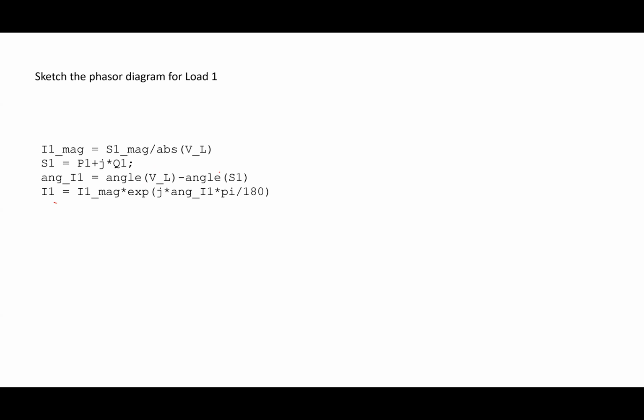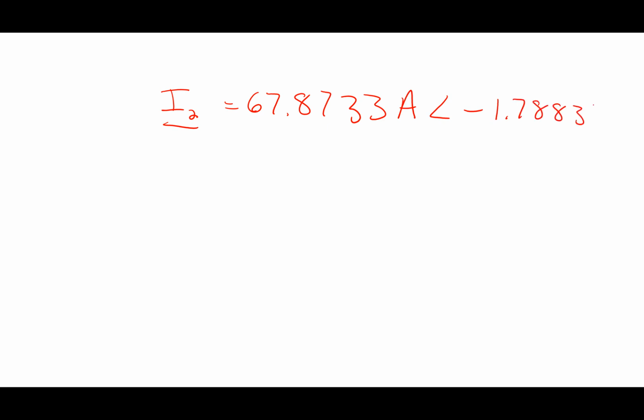Okay. All right. Load 2, what would I do? I'd do the same exact thing. I'm not going to go through that too carefully, you can look at my code there. I'm going to end up with I2 equal to 67.8733 amps. In this case, with an angle of negative 1.7883 degrees. Does that one end up in the 4th quadrant?